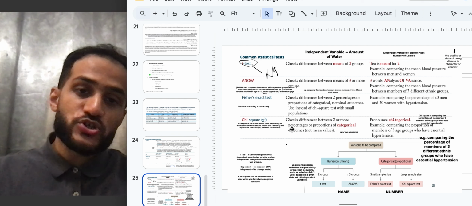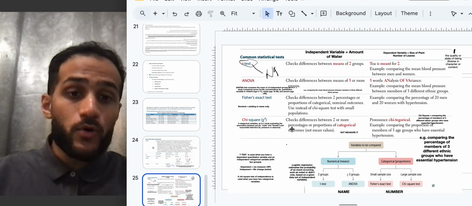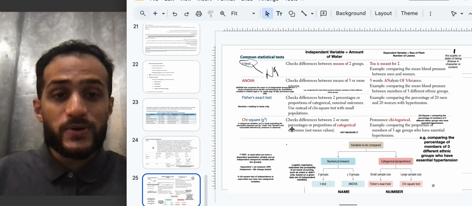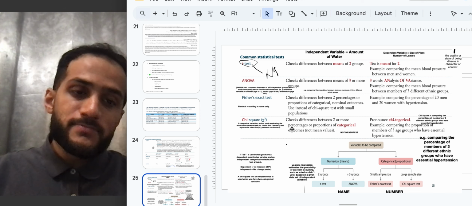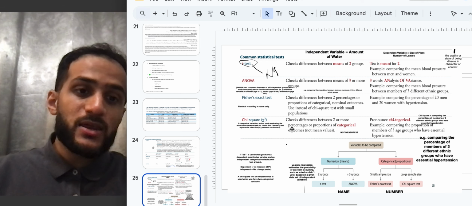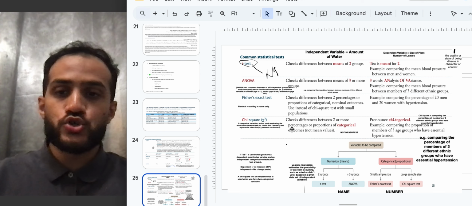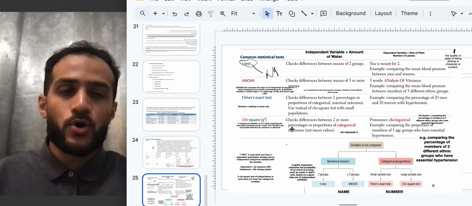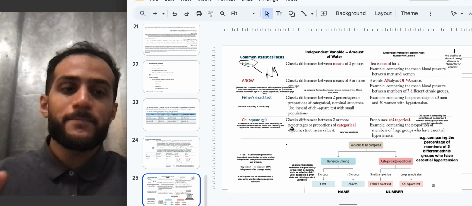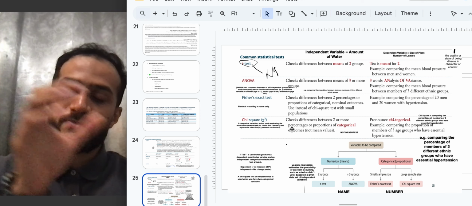Then let's come over here to Fisher exact test. So it checks differences between two percentages or proportional categorical outcomes, and is used instead of chi-square tests with small populations. An example is comparing the percentage of 20 men with 20 women with hypertension. So you're comparing the percentage of men with hypertension versus percent of women with hypertension.